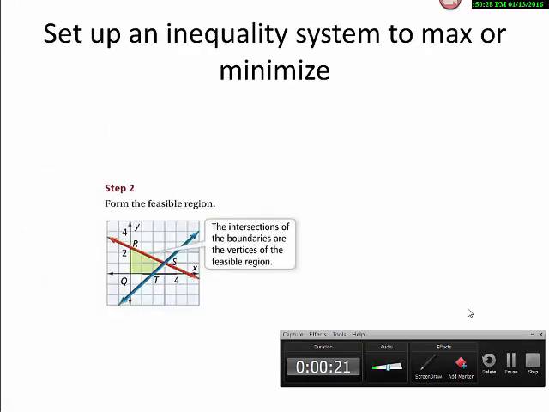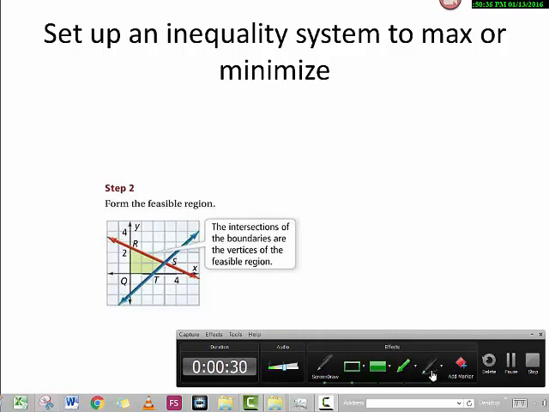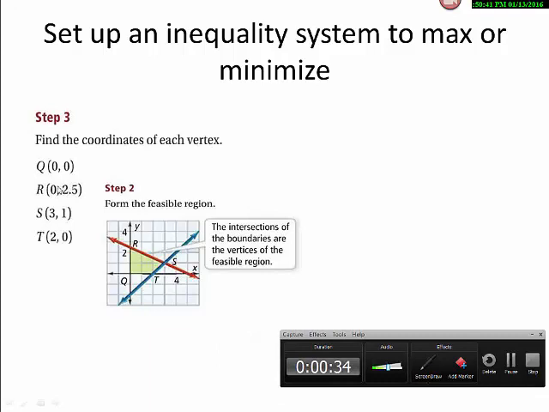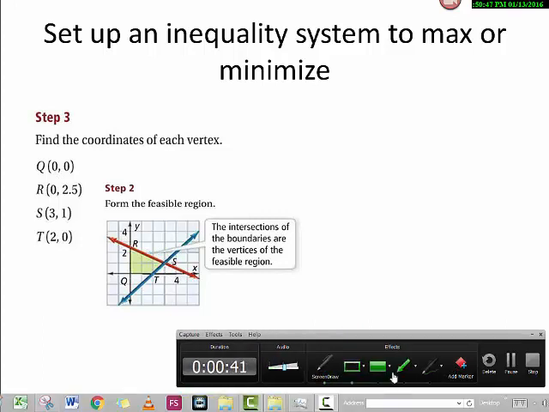Based on the feasible region we found from the last PowerPoint slide, the next thing we have to do is identify all the vertices. The vertices Q, R, S, T are listed here. They are right here, and right here. Remember, this is only an example to show it to you.